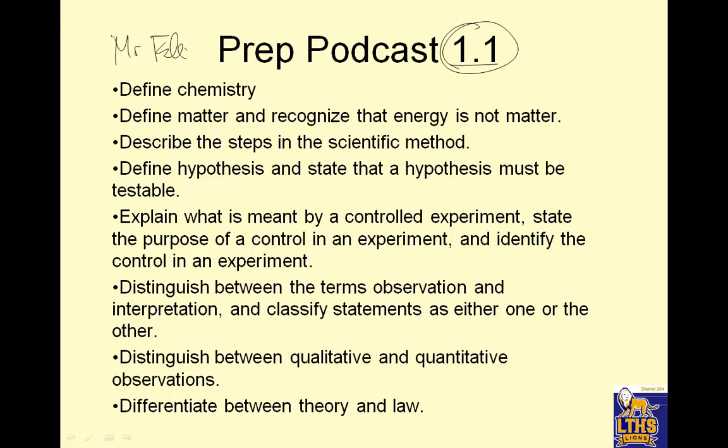We're going to define chemistry. We're going to define matter. We're going to describe the steps of the scientific method. You've been doing this for years and years. We're going to define hypothesis and state that a hypothesis is testable. What is meant by a controlled experiment? Look at all this junk we have to do. It seems kind of long. Let's try and get going so we can see what it really looks like.